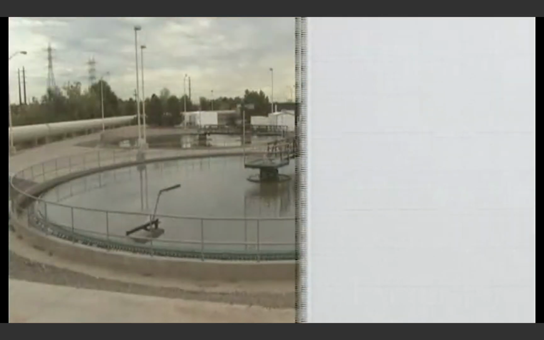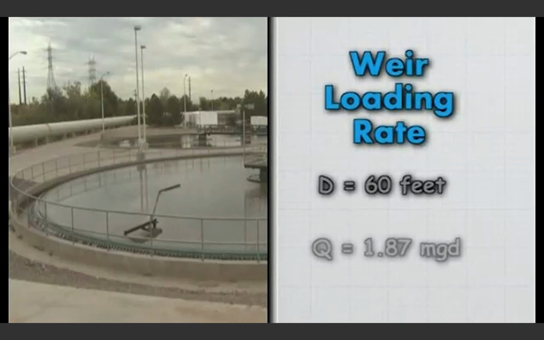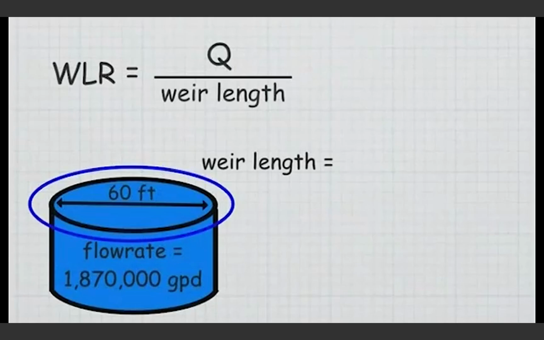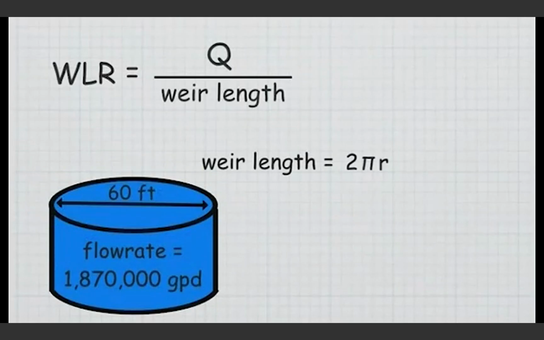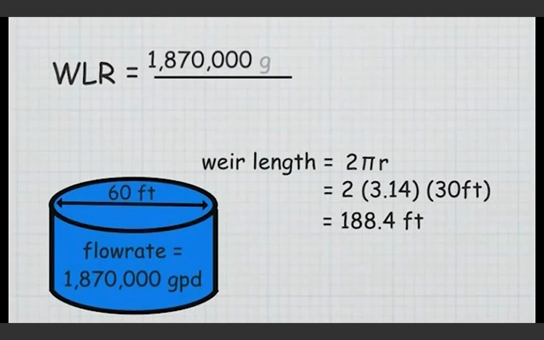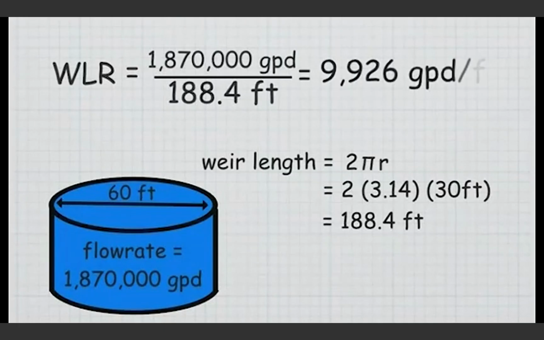Now consider a circular clarifier that has a continuous weir around the perimeter or outside edge. The tank diameter is 60 feet with a flow of 1.87 million gallons per day. So let's determine the weir loading rate. We find the length of the weir by calculating the circumference of the circular clarifier, 2 times pi times the radius. 2 times 3.14 times 30 feet is 188.4 feet of weir. 1.87 million gallons per day divided by 188.4 feet of weir results in 9,926 gallons per day per foot of weir.